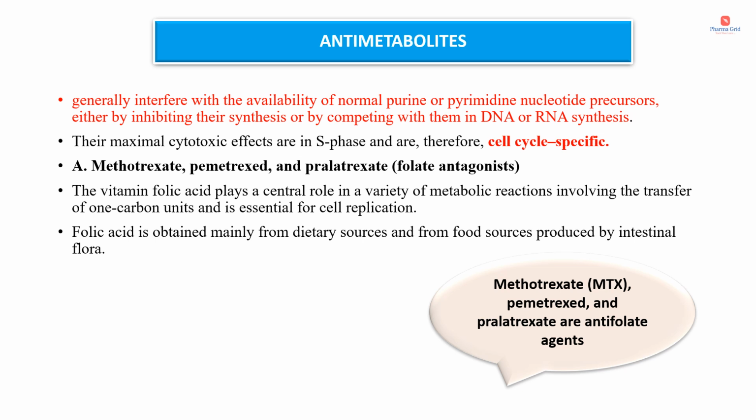Examples we have already discussed: methotrexate, pemetrexed and pralatrexate are folate antagonists. The vitamin folic acid plays a central role in a variety of metabolic reactions involving the transfer of one-carbon units, and it is essential for cell replication. Folic acid is obtained mainly from dietary sources and from food sources produced by intestinal flora. Remember the names again. Antifolate agents are methotrexate, pemetrexed and pralatrexate.